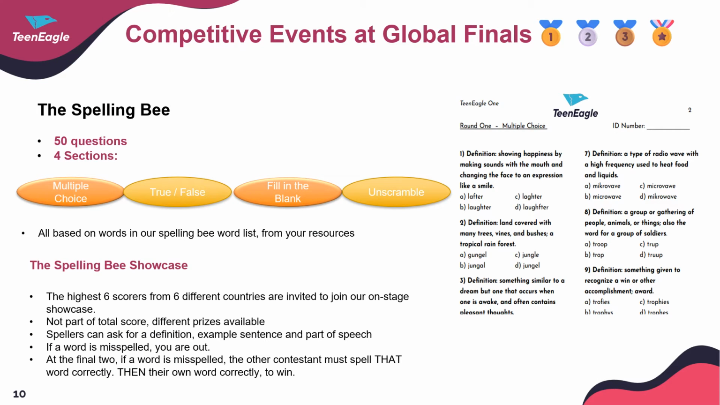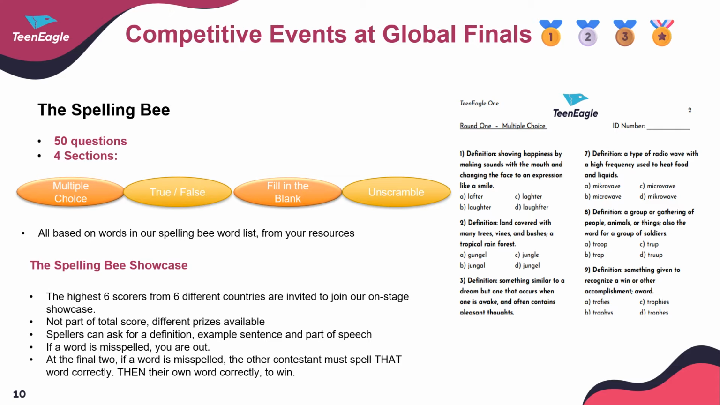So this is the spelling bee. This is 50 questions in 4 different sections. The sections are multiple choice, true, false, fill in the blank, and unscramble. There's a very small example here of what the actual spelling test looks like. And this is all based on words from your vocabulary list, which is available on the website. Those are all words that come from your resources for your level, either your book or your film.